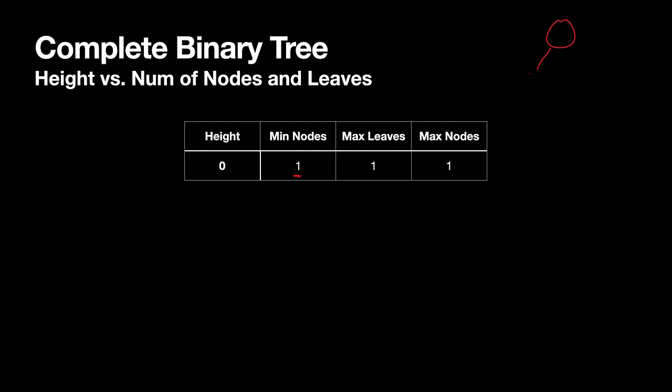Now let's think about what happens if we have a complete binary tree with a height of 1. Well, we know that this is kind of the first example that we get to, adding a left child to the root. So at a height of 1, at the very least, I have 2 nodes. But if I continue to fill this in, I could have a total of 3 nodes and still be at a height of 1. At this point, I've filled up my level there. So once we get to a height of 1, I have at least 2 nodes, but at most I have 3 nodes. And currently the maximum number of leaves I have is 2.